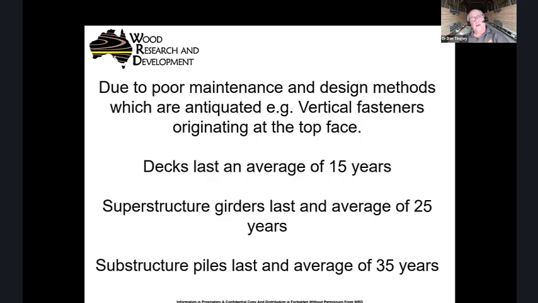When you drive vertical spikes through a deck, you shorten its life by 66%. So 15 years is its average age because of vertical spiking from the top. Water follows the spike trace down in, gets in the bright wood, and it decays. Superstructure girders held in place by vertical bolts that go all the way through the curbs, the deck, the girders, the corbels into the substructure. Those verticals let water into the middle of the girders and they just don't last. Substructure piles, the same thing.